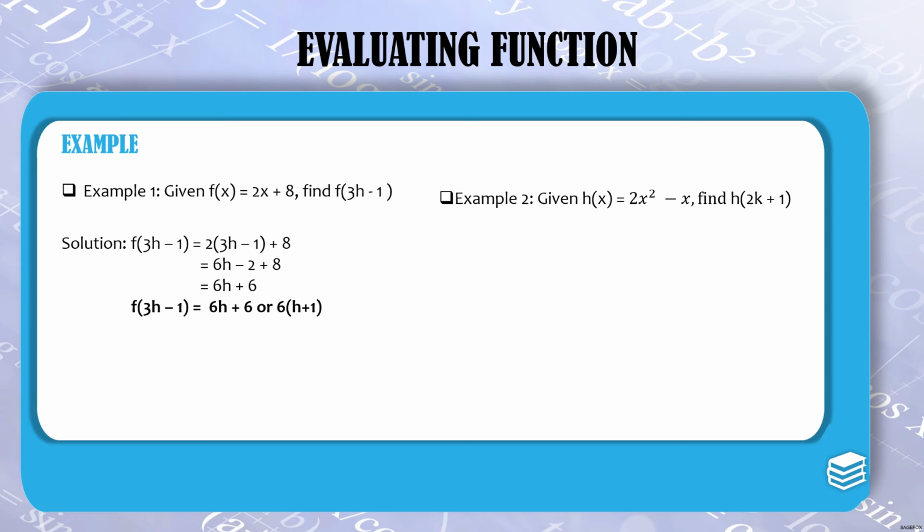But 6h plus 6 is enough, kasi yun din lang naman yung sagot. Next, example number 2, we have, ayan, ang given natin, we have h of x equals to x squared minus x. Ang hahanapin naman natin is, what if ang value ni x natin ay 2k plus 1? Ayan, so substitute lang natin or palitan natin lahat ng value ni x ng 2k plus 1. So, pinalitan si left side, pinalitan si right side. Ngayon, meron na tayong 2k plus 1 quantity squared.